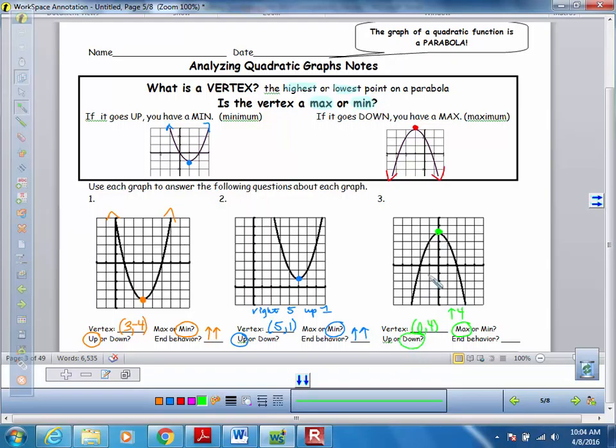Okay, and what's the end behavior, Mackenzie? It's what? The end behavior. It's either going up or it's going down. And it's going down. Okay? If you are not paying attention, that is not an excuse for not answering a question.